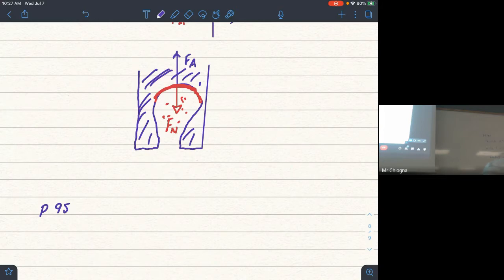Use arrows first. Show the arrows how you would add them tip to tail, how you find the resultant, draw it with a different color, and then do the math. Okay, what do I need to do?